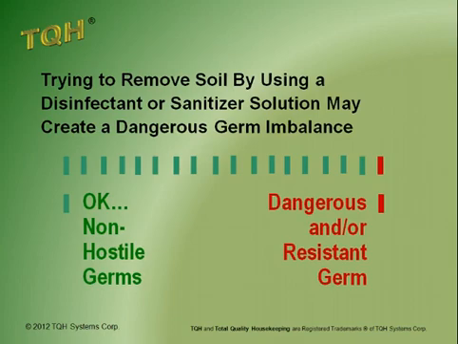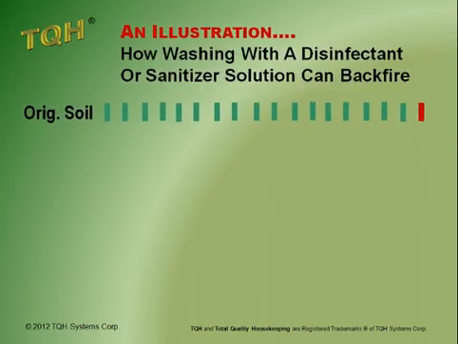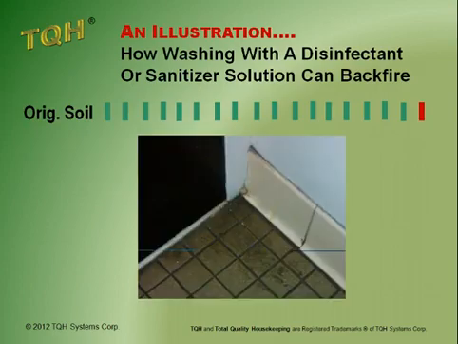And here's what we mean by that, and we're doing it graphically. The bluish-green lines are the okay non-hostile germs, and the red line is the dangerous and resistant germ. This is an illustration of how washing with a disinfectant or sanitizer solution can backfire on you. Imagine the soil, and in the soil are these germs. But we only have one real bad one, and the rest are okay.